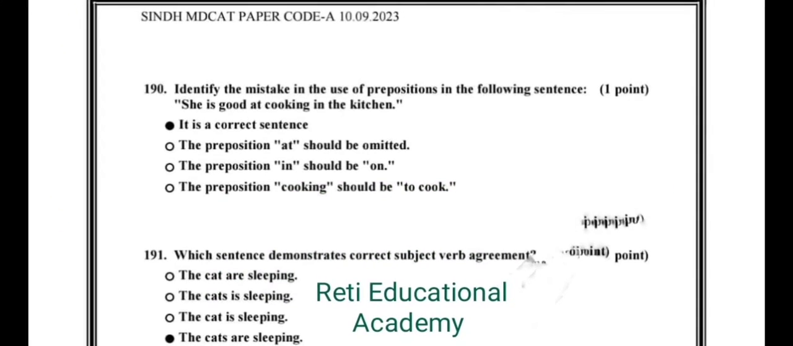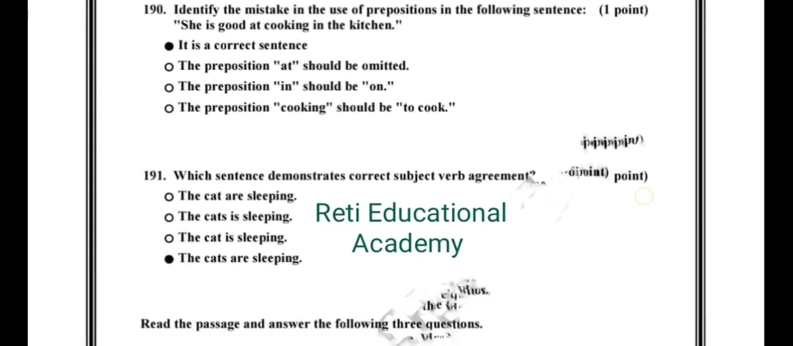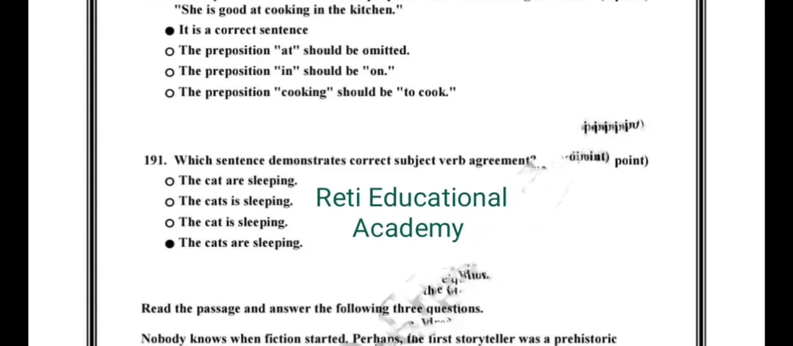Question number 190. Identify the mistake in the use of prepositions in the following sentence. She is good at cooking in the kitchen. And the correct option is it is a correct sentence. Question number 191. Which sentence demonstrates correct subject verb agreement? And the correct option is the cats are sleeping.